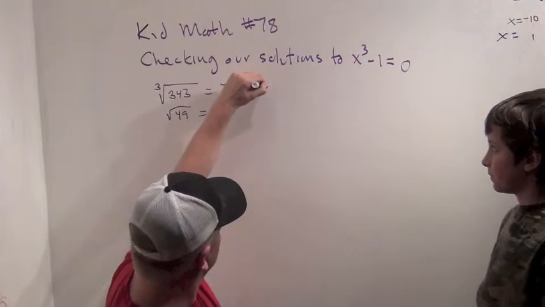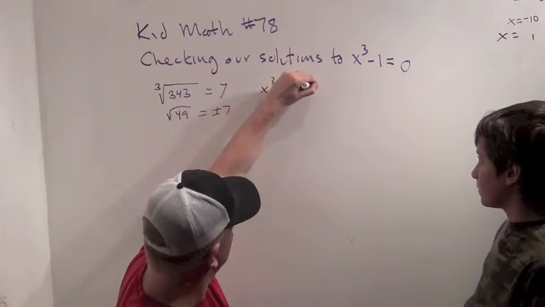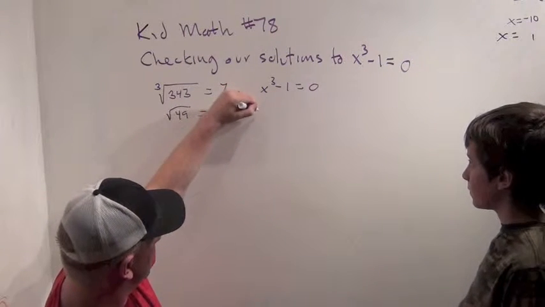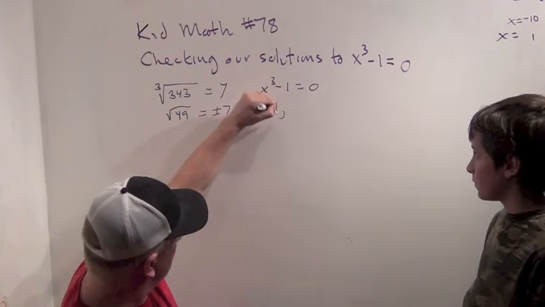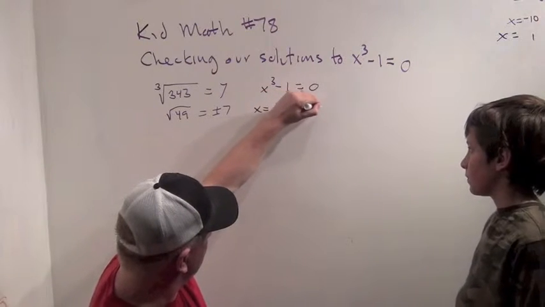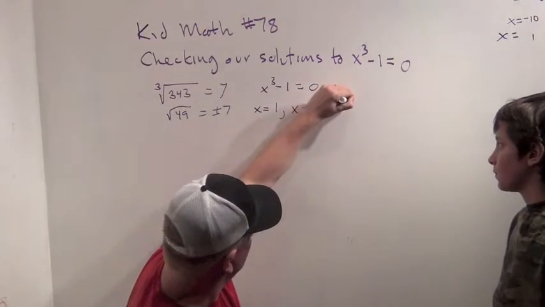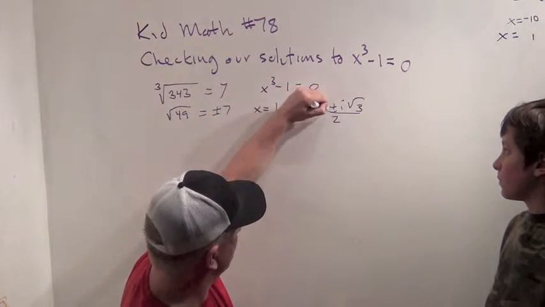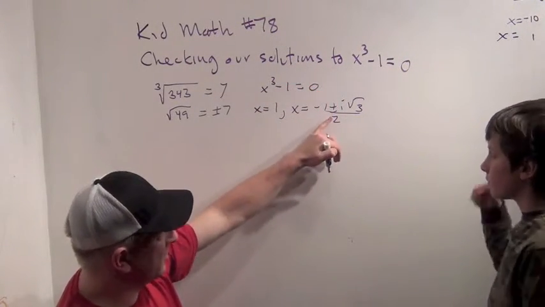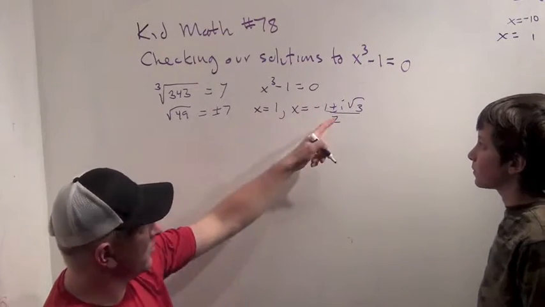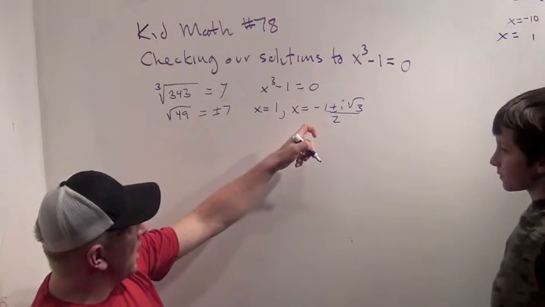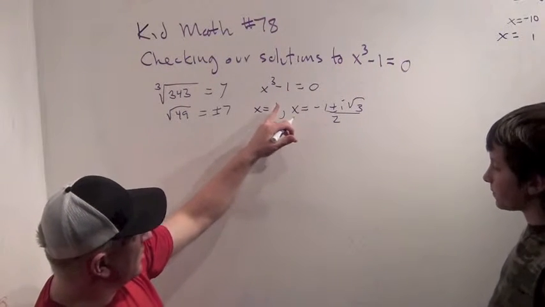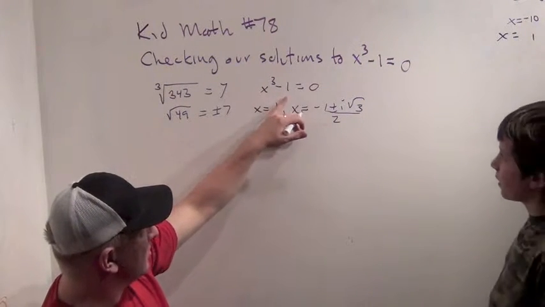So this equation, x cubed minus 1 equals 0. We factored it and found solutions x equals 1 and x equals negative 1 plus or minus i times the square root of 3 over 2. So we actually had 3 solutions. It's easy to see that 1 works, because 1 cubed is still 1, so 1 cubed minus 1 is equal to 0.